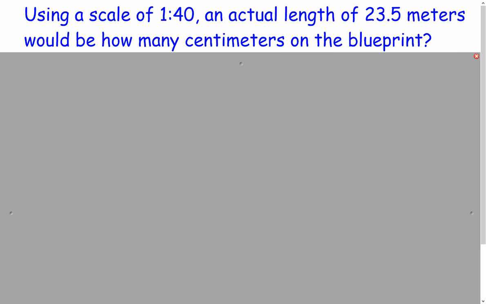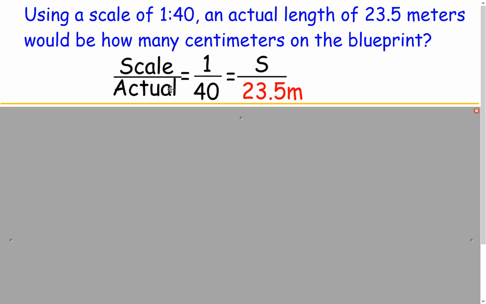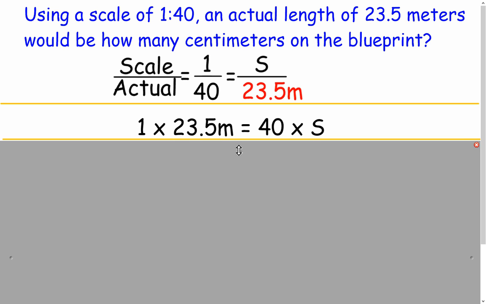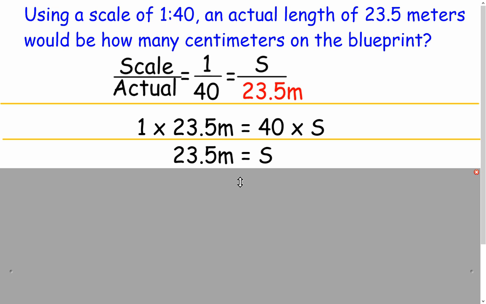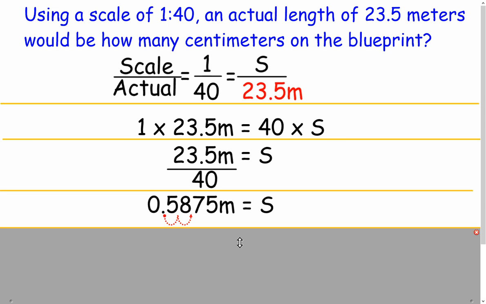Using a scale this time of 1 to 40 and an actual length of 23.5 meters, what would be the centimeters on a blueprint? Okay, so scale over actual, 1 over 40. We're trying to find the scale, and the actual is 23.5 meters. So we'll cross multiply: 1 times 23.5 meters, those are units, and S times 40. Now we want to get S by itself, so we're going to divide both sides by 40. And when we do, we end up getting 0.5875 meters equals S.